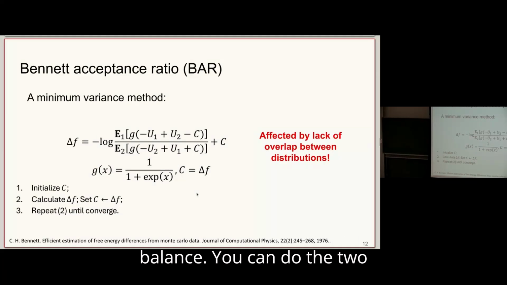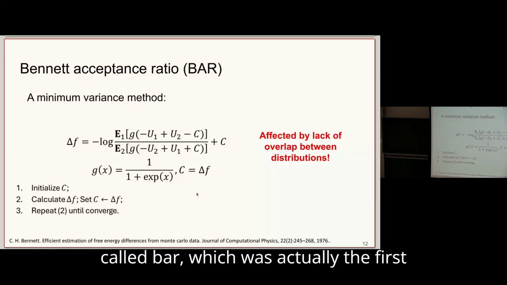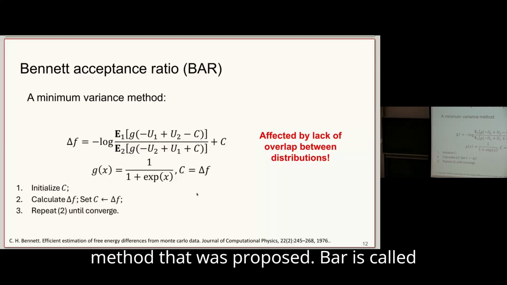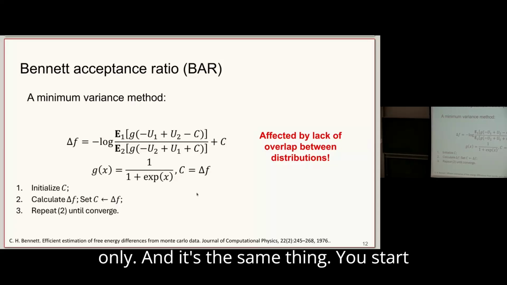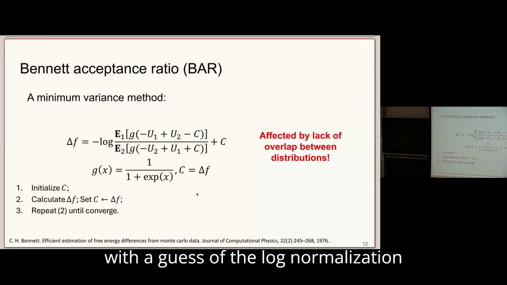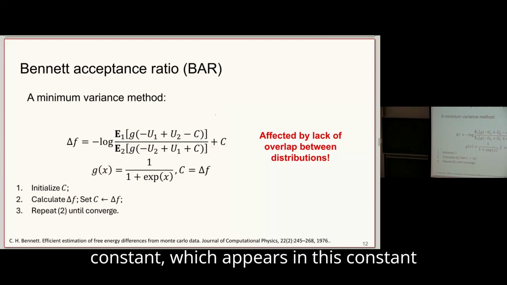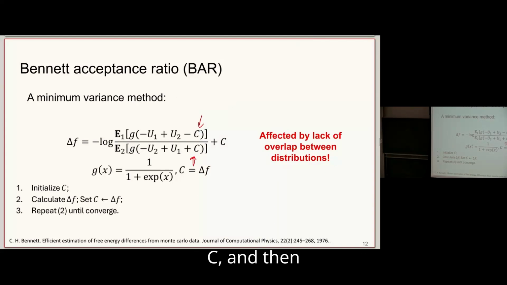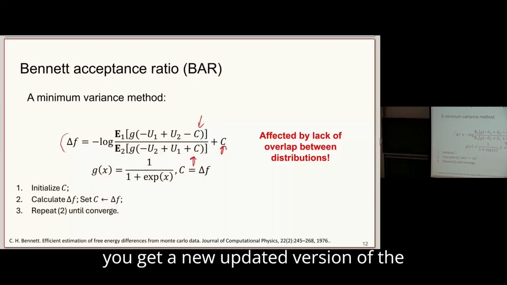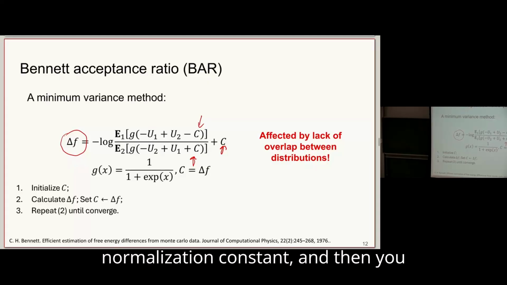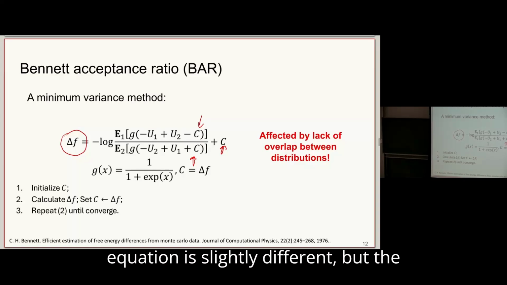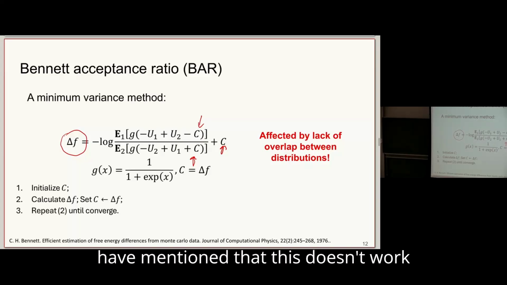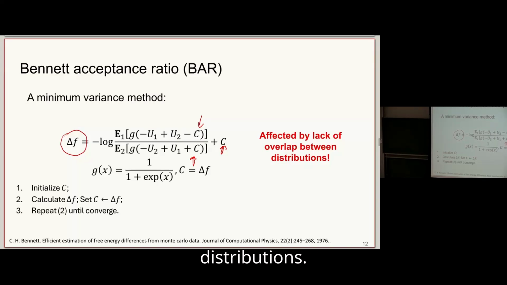You can do the two distribution version of MBAR. It's called BAR, which was actually the first method that was proposed. BAR is called Bennett's acceptance ratio. It's just MBAR applied to two distributions only, and it's the same thing. You start with a guess of the log normalization constant, which appears in this constant C. And then you get a new updated version of the log normalization constant, and then you iterate. It's an iterative method, the same thing as MBAR. The equation is slightly different, but the solution is the same as the one that you get with MBAR. That's great, but we have mentioned that this doesn't work when there is no overlap between the distributions.